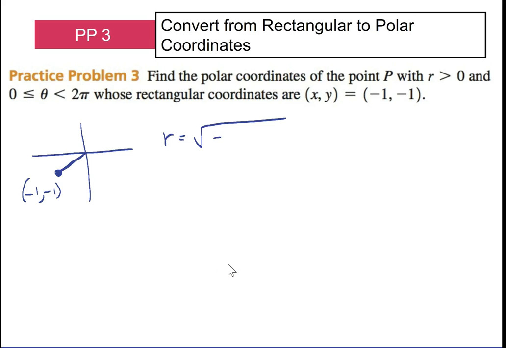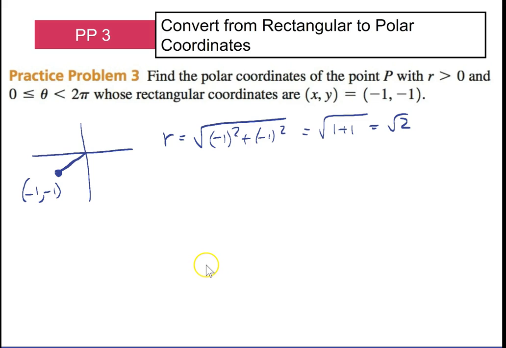First things first, let's figure out the r value. Taking the x-coordinate, squaring it. Taking the y-coordinate, squaring it. Adding them up to become 2. And how about a square root of 2 for that value itself? Cool. The r value is taken care of.